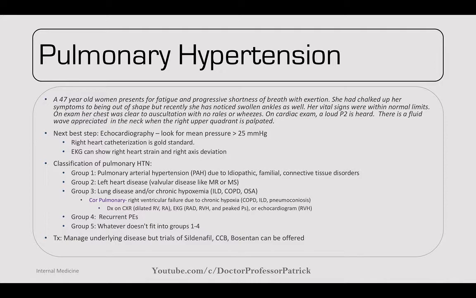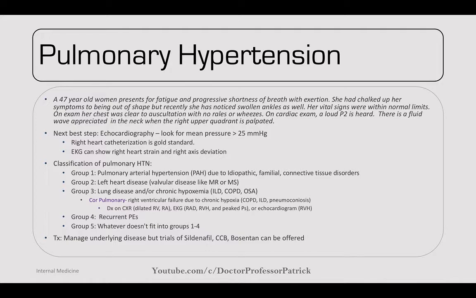So your next best step here is echocardiogram to look for mean pressure greater than 25. The right heart catheterization is the gold standard to look at the pressure within the pulmonary circuit. And then an EKG can show right heart strain and right axis deviation. So when you're classifying pulmonary hypertension, there are 5 major groups. Group 1 is pulmonary arterial hypertension due to idiopathic, familial, or connective tissue disorders.